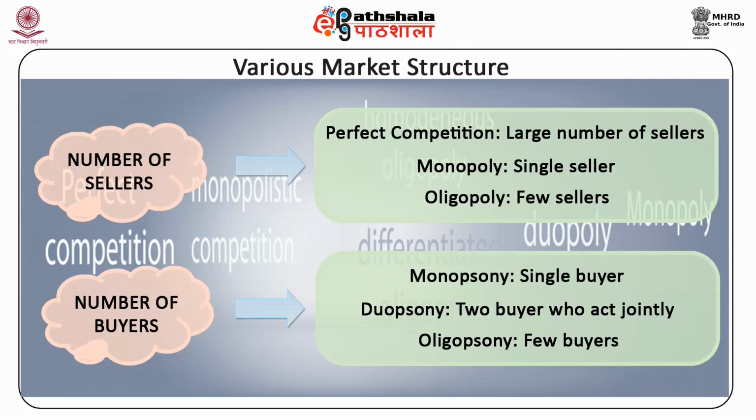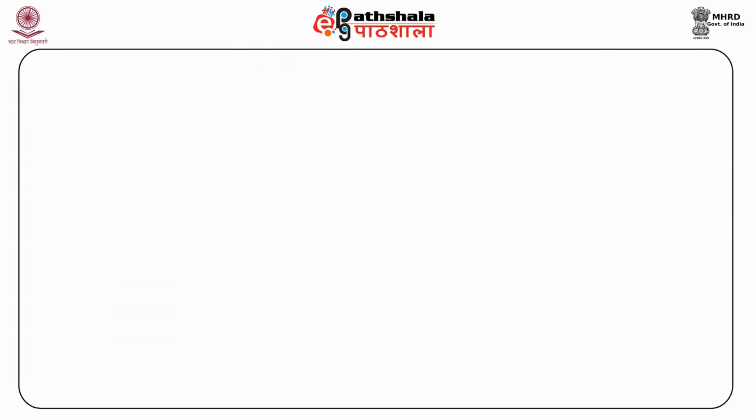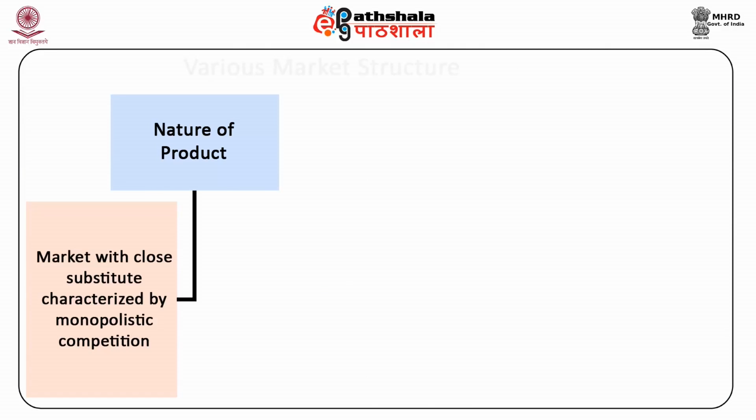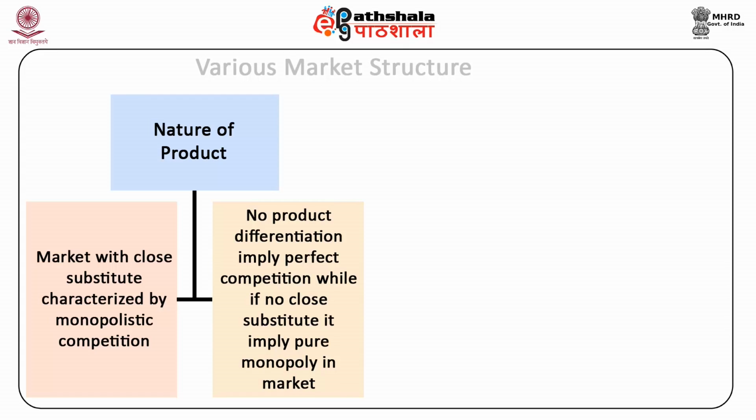Duopsony and oligopsony markets are usually found for cash crops such as rice, sugarcane, etc., when local factories purchase the entire crops for processing. Third determinant is the nature of the product. A market with product differentiation with close substitutes is characterized by monopolistic competition. In case of no product differentiation, there exists perfect competition. If the products have no close substitutes and are completely different from each other, there is pure monopoly in the market.